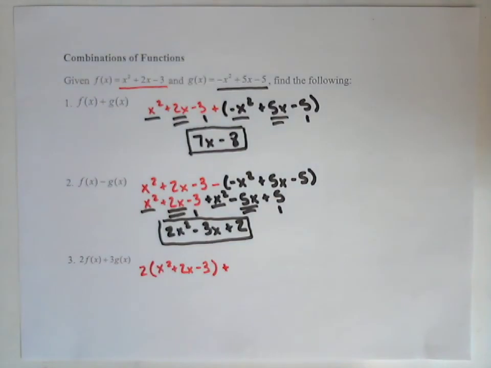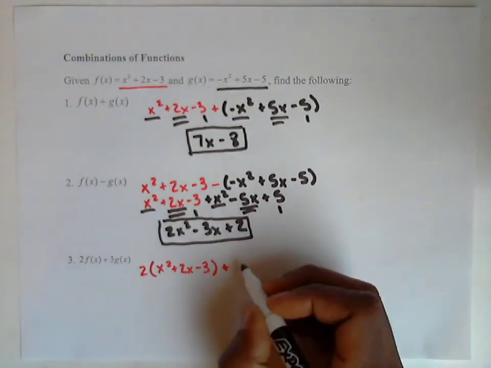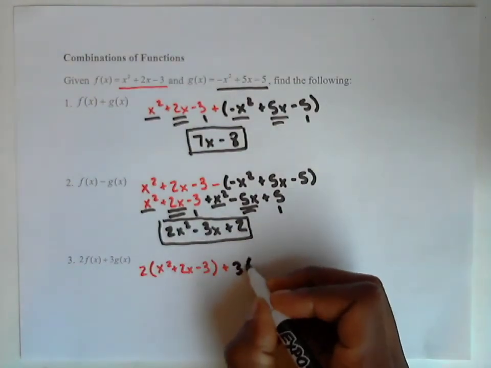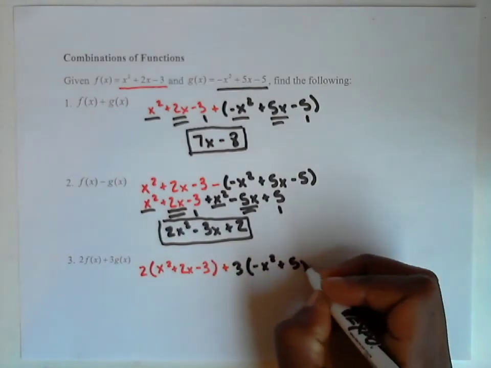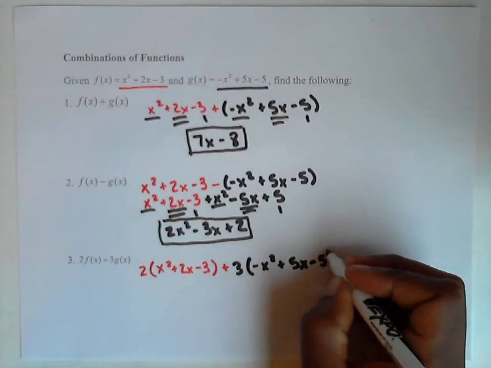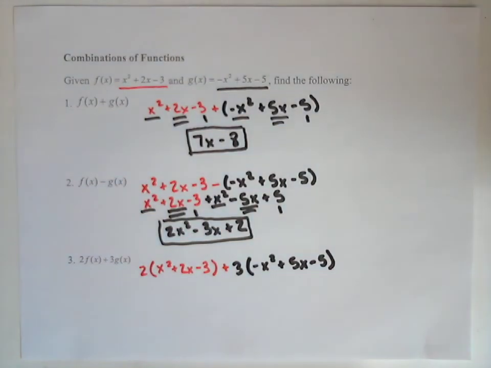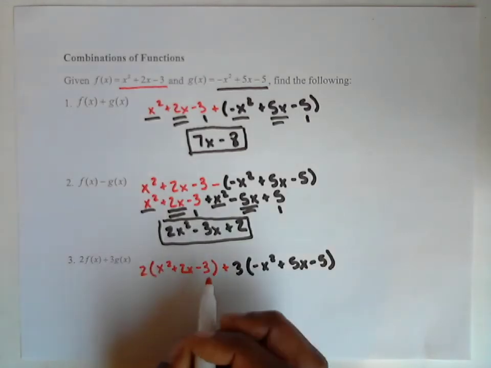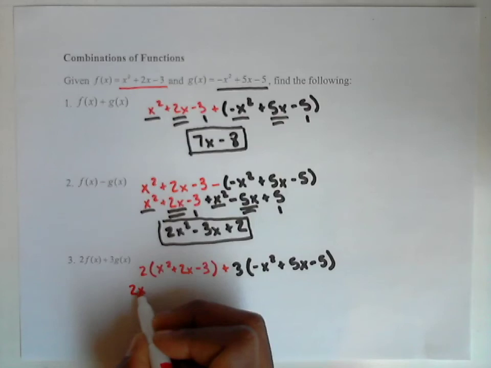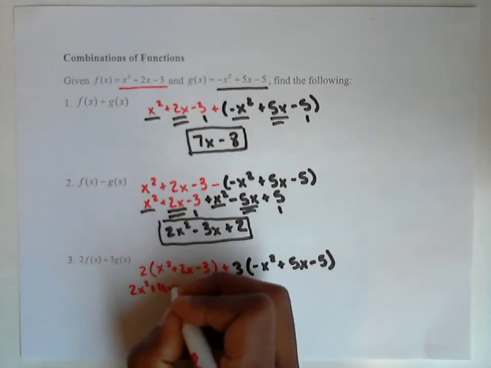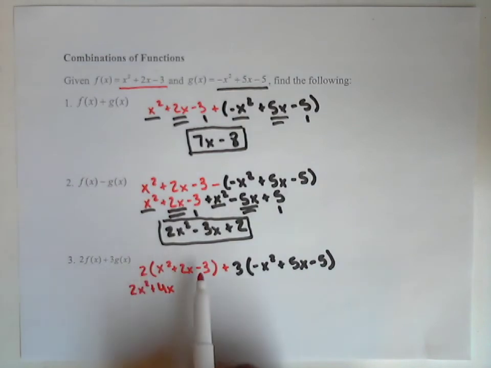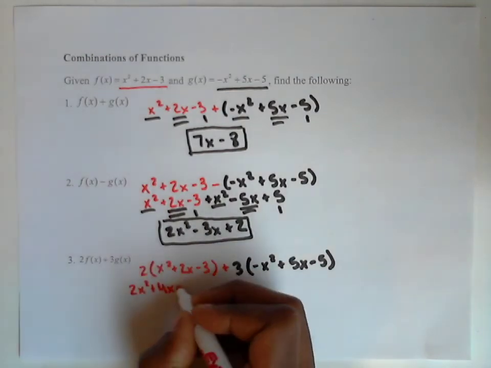And what we're going to do is add 3 times g of x. So I do the same thing again, 3, and then I put in my formula for g of x. Now I'm ready to do my work. First I'll work with f of x, and I'll distribute my 2. So I'll have 2x squared plus 2 times 2x, so plus 4x. And then I have 2 times negative 3, so a minus 6.